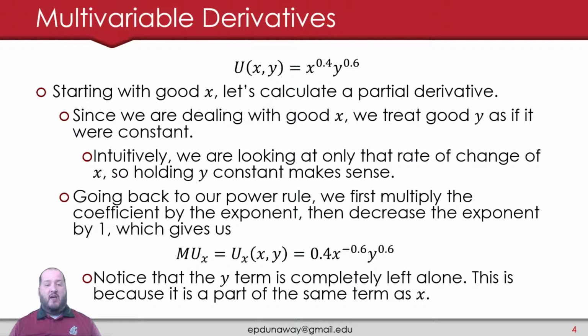It's a number and part of the same term as x. If there was a y that was off by itself in this expression, we would treat it like the derivative of a constant and delete it, or it'd be equal to 0 in this case. But because it's attached to an x, it's a coefficient of x, we leave it alone.